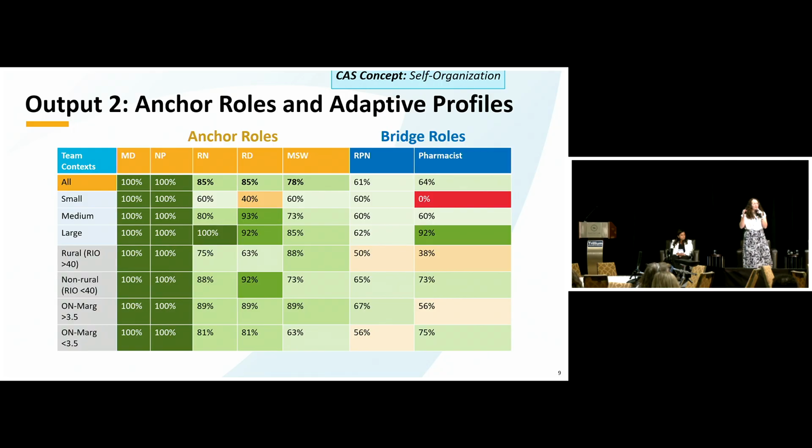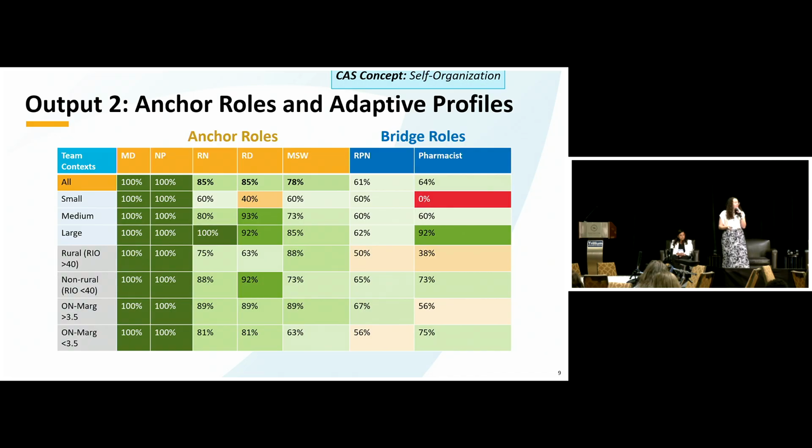And then on the right, you can see the RPN and pharmacists. Those were considered bridge roles. They're more fluctuant. They depended more on the context. So you can see there that there were no pharmacists in any of the small teams sampled, but there was a high number and consistent use of a pharmacist in large teams. And then they varied across different contexts. So again, something that requires further validation and exploration to interpret.